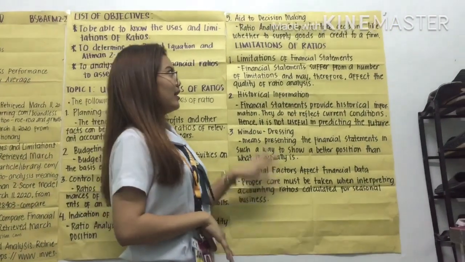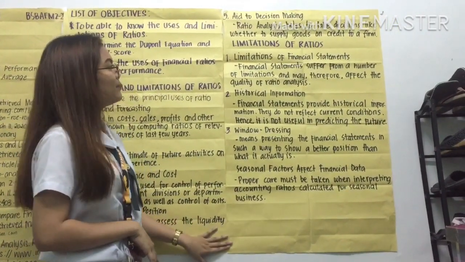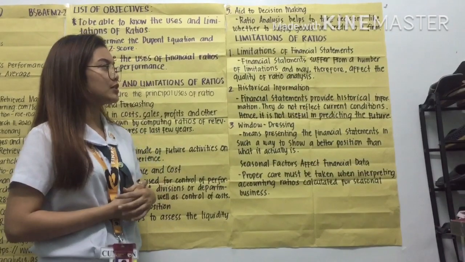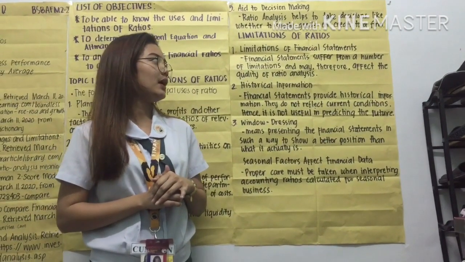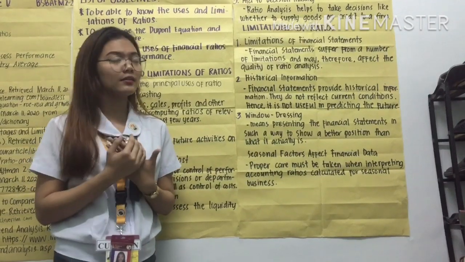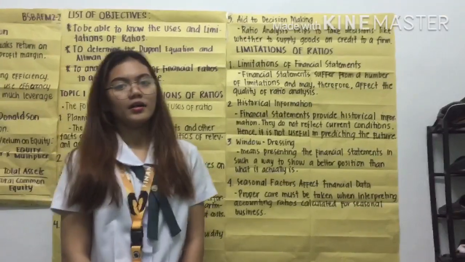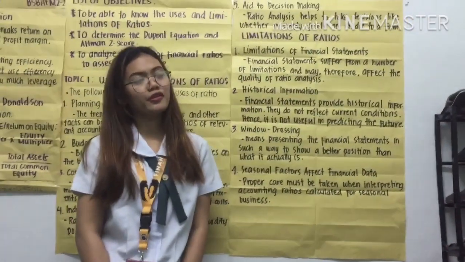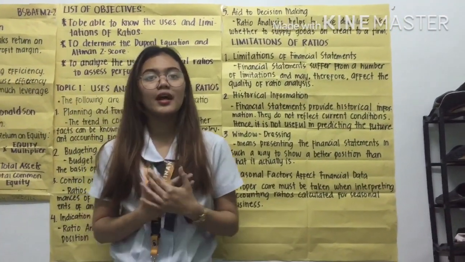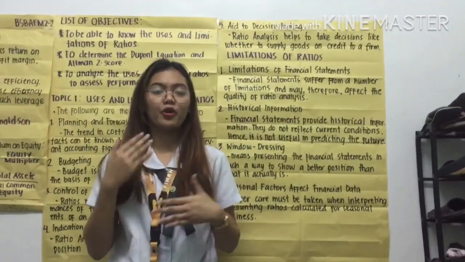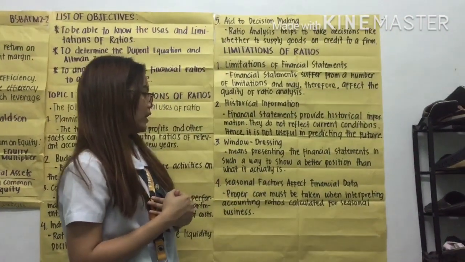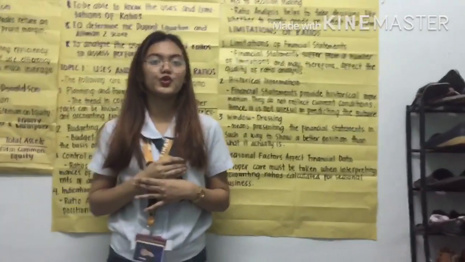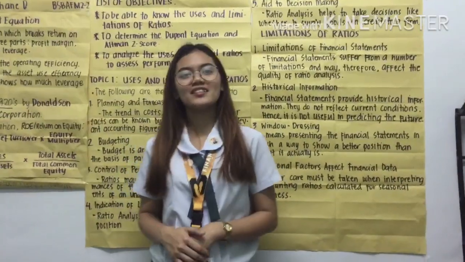Next are the limitations of ratios. First is limitations of financial statements. Sometimes financial statements suffer from a number of limitations and may affect the quality of ratio analysis. Next is historical information. Financial statements provide historical information, so they do not reflect the present. It will not help you to predict the future if you always look to the past. Next is window dressing.